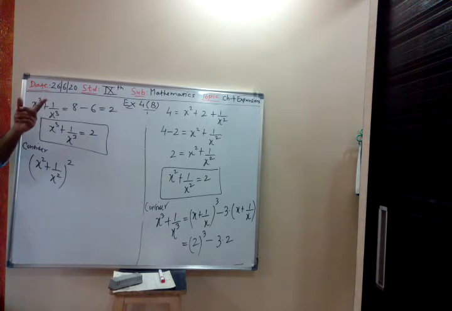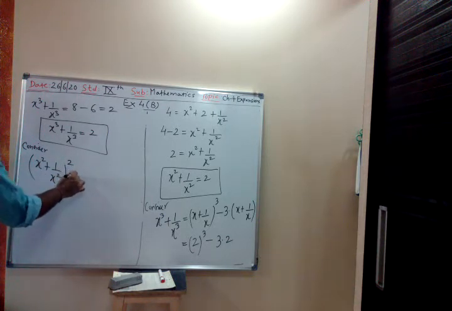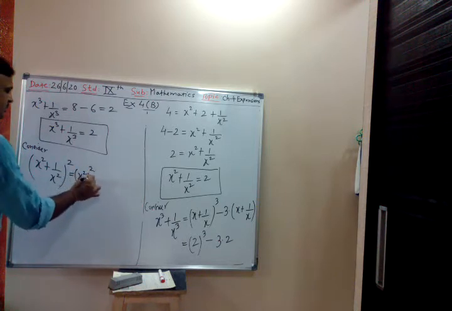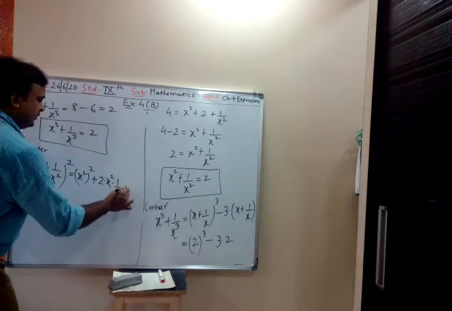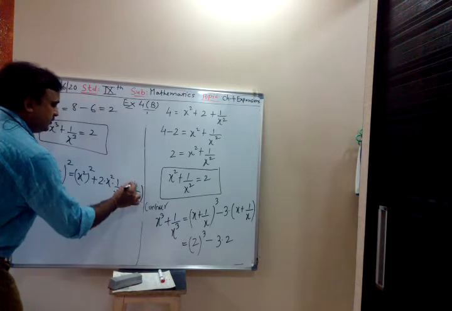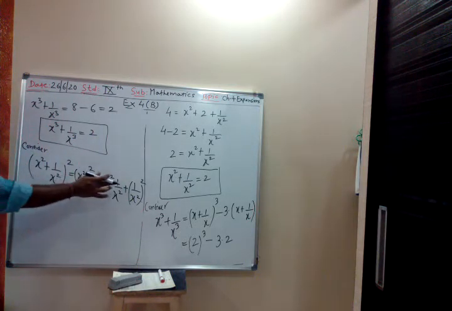For x raised to 4, you can write directly, no problem. So x square plus 1 upon x square, whole square, I will use the a plus b whole square formula. So that is x square square plus 2 into x square into 1 upon x square plus 1 upon x square whole square. You can directly use the formula for x raised to 4. Is it clear? So now x square plus 1 upon x square, this value is 2.